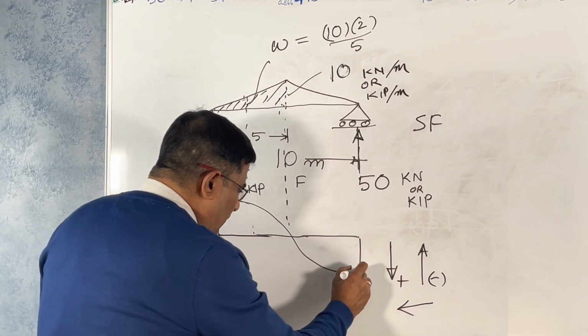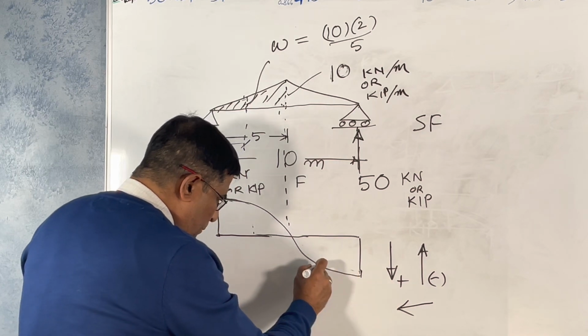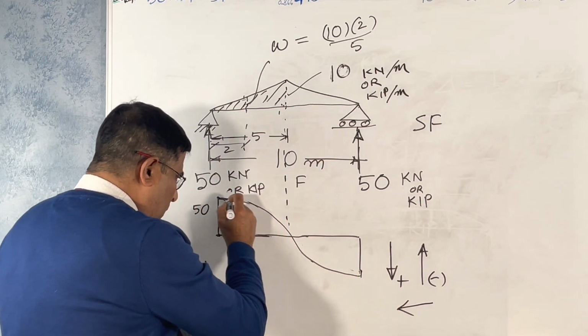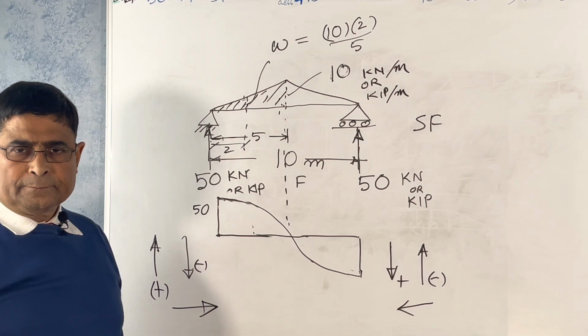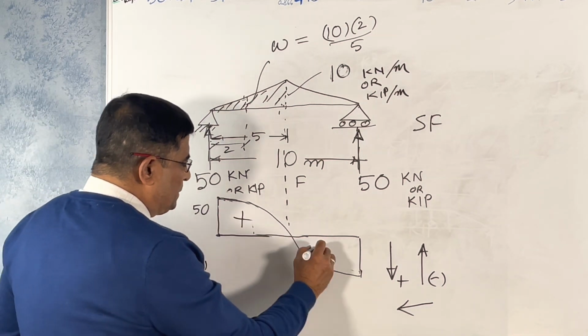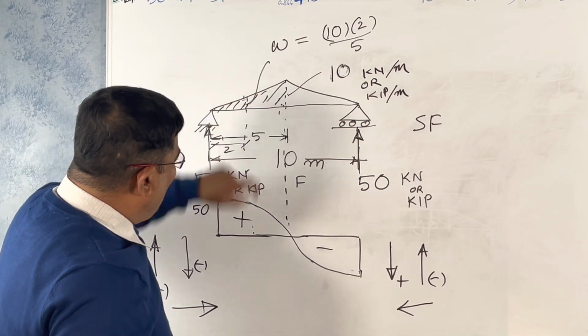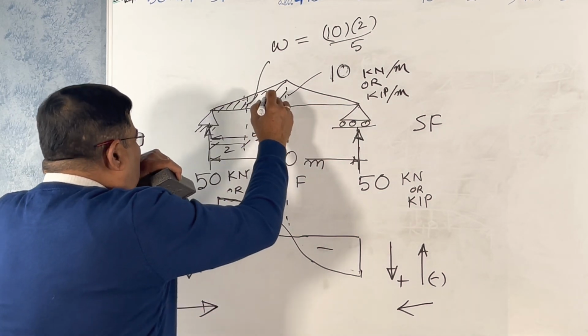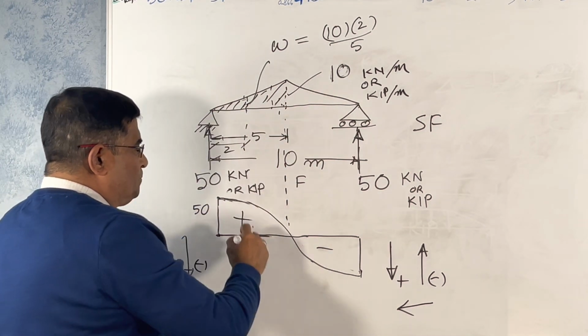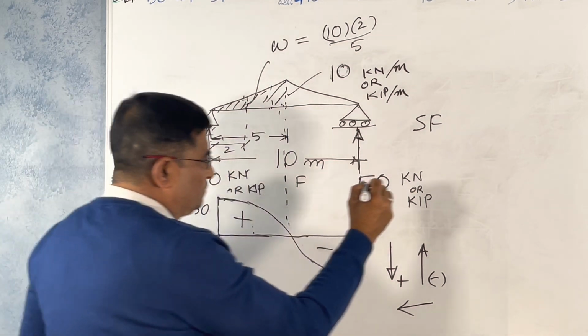It is a little bit flat at this point, then sharply going down and coming like this. This is a parabola. This is positive, this is negative. You can prove it. If you have a distance of 4, what is the shear force there?